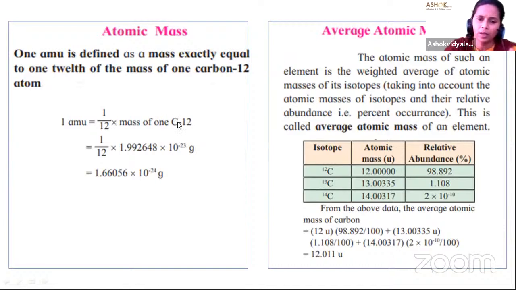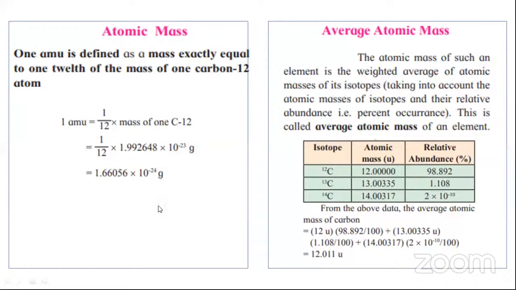The isotope of carbon used is C12, and the mass of one atom of carbon is this value, which is already calculated from mass spectroscopy. When we divide 1.992648 by 12, what we get is 1.66056 into 10 raised to minus 24. So 1 AMU is always equal to this value.